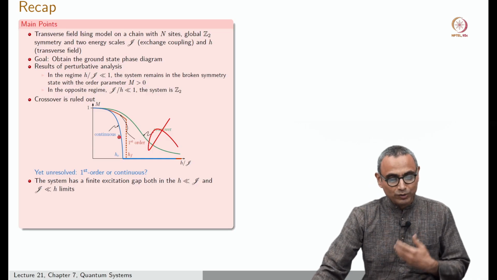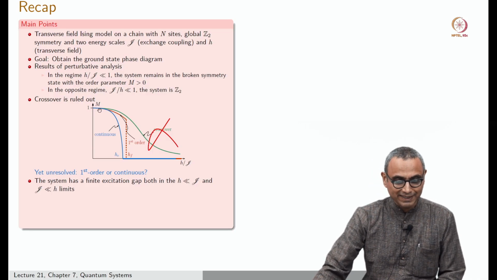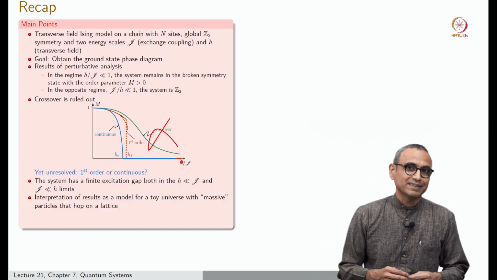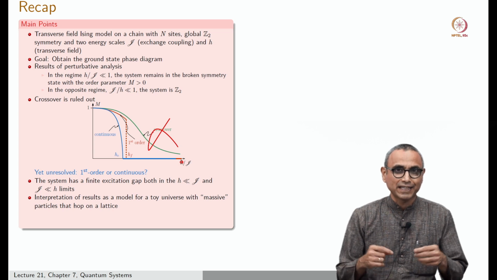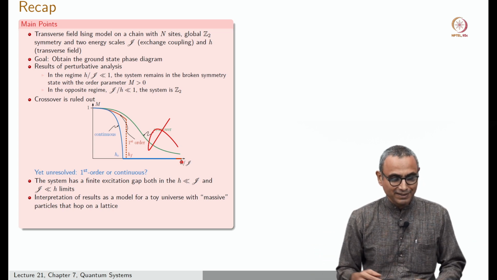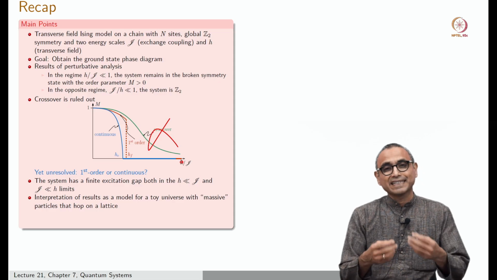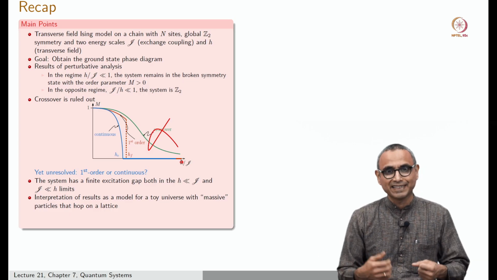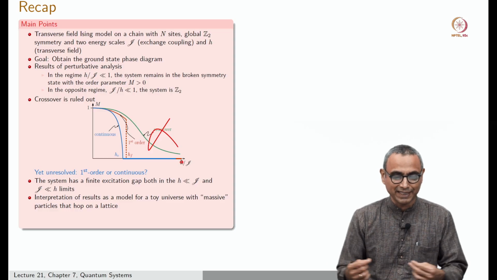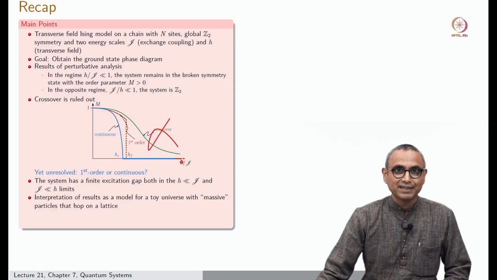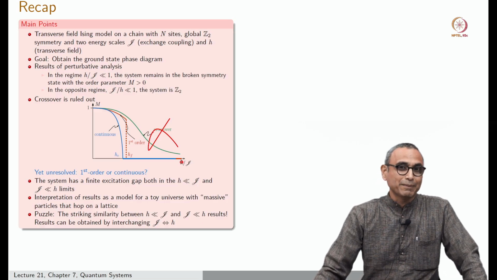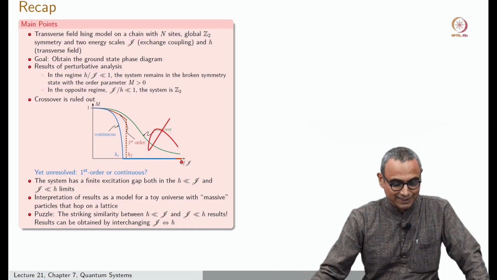Now, we know that the system has a finite excitation gap at this end of the parameter space as well as at this end of the parameter space, and we were able to interpret the excited states as if there are some particles moving in the system. The excitation gap can be thought of as some mass energy required to create the particles plus the energy that they gain by dispersion, namely they have some kinetic energy which they gain by hopping around. And this was an interesting result from the perspective of broadly making toy models which explain some phenomena that we see in nature.